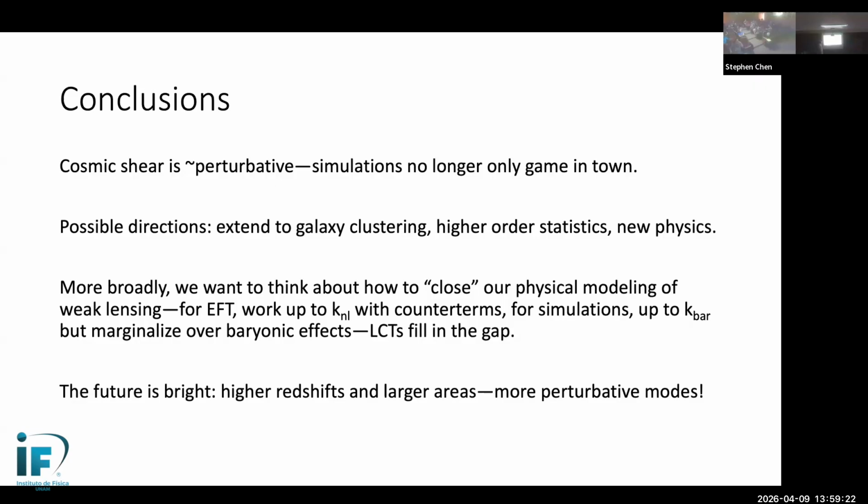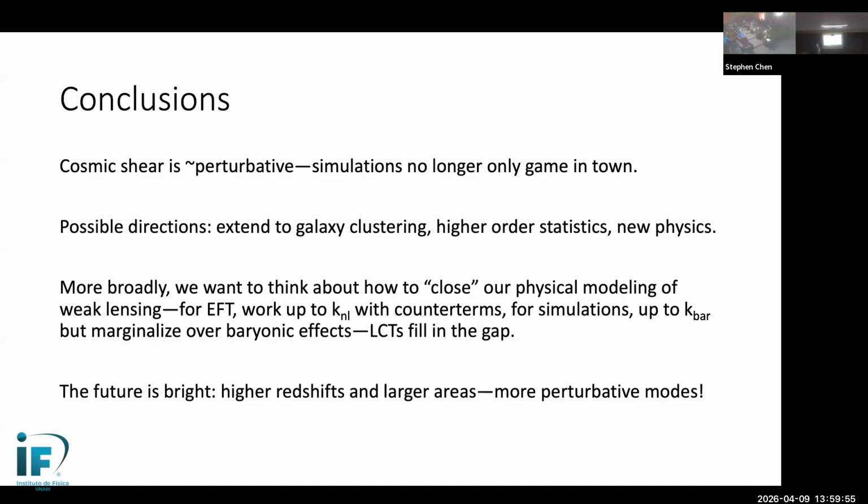And broadly, I think we want to think about how to close our physical modeling of weak lensing, right? For the EFT, we can do this by working up to k_NL with lensing counterterms. For simulations, of course, we have to stop at k_baryons. And in the lensing power spectrum, we can see the lensing counterterm fill a gap. But I think we really need to think about how we can do persuasive cosmology using cosmic shear that is not subject to questions like, did you account for baryons correctly? Right? How we could do this in really a first principles type way.